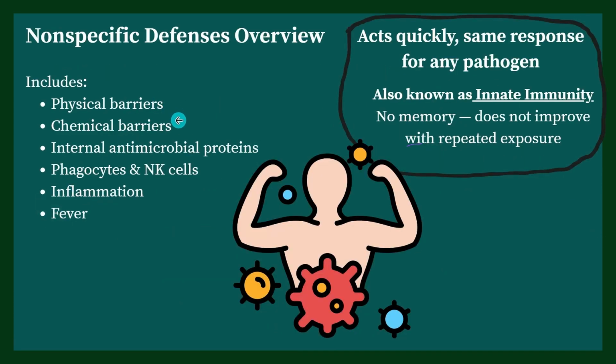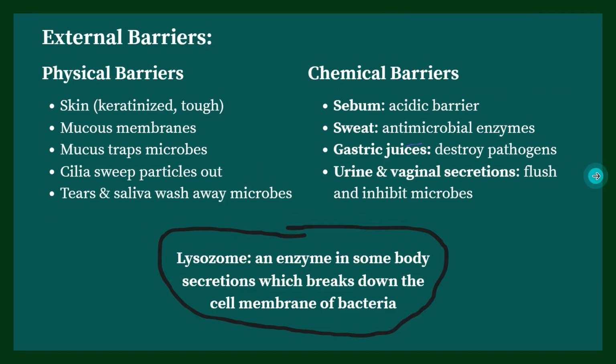Physical barriers, chemical barriers. So physical barriers would be our skin. Chemical barriers would be the chemistry on the outside of our body and on the inside of the body. And then we have the internal antimicrobial proteins, phagocytes, which are white blood cells that destroy or chew up the bacteria or virus. And then we have natural killer cells. We have inflammation and fever to make the environment less habitable for pathogens.